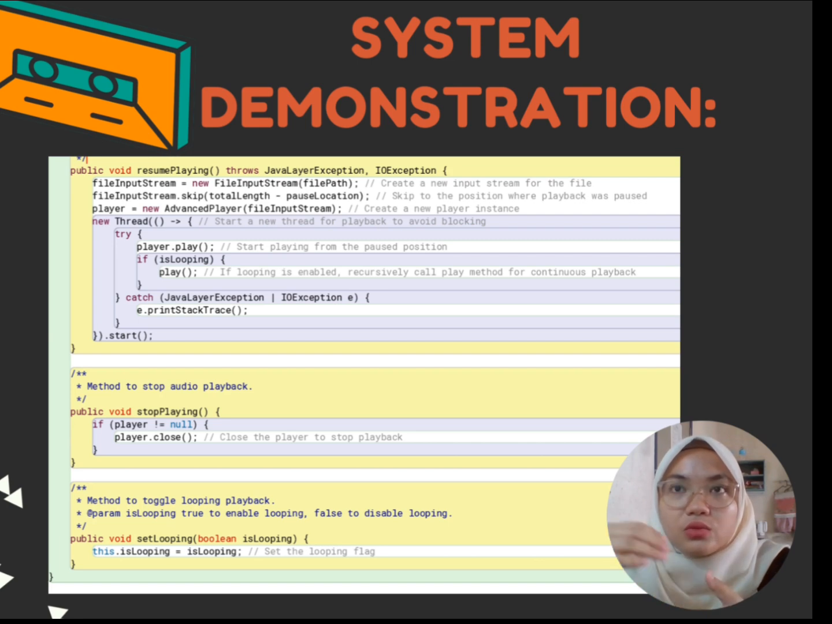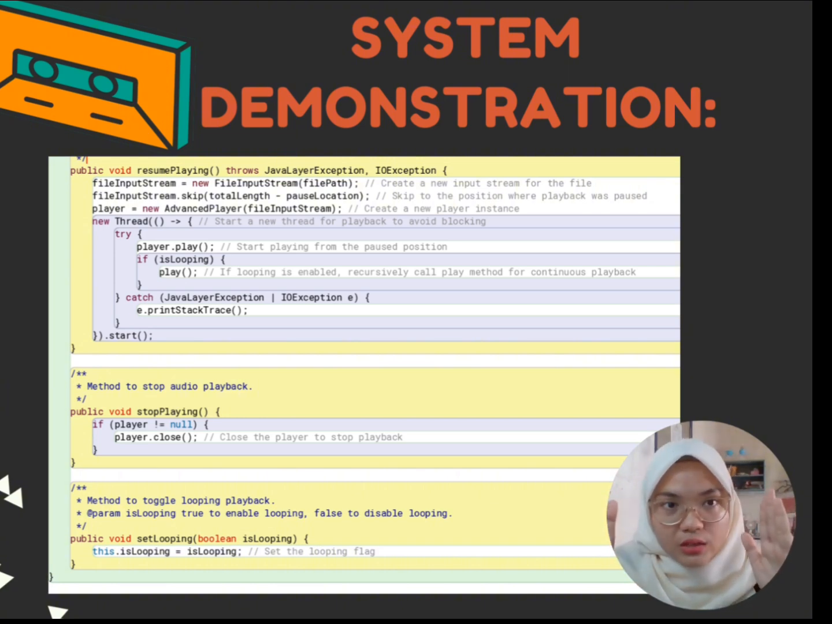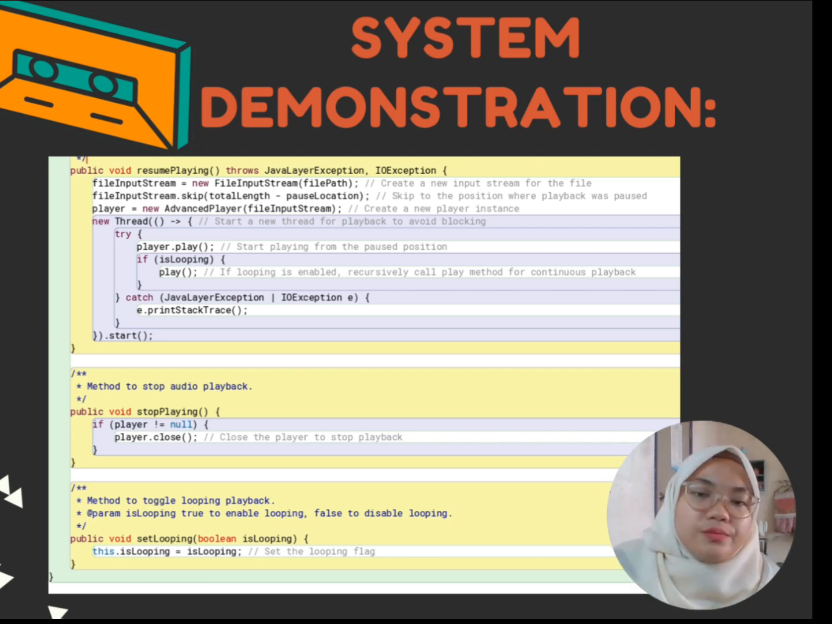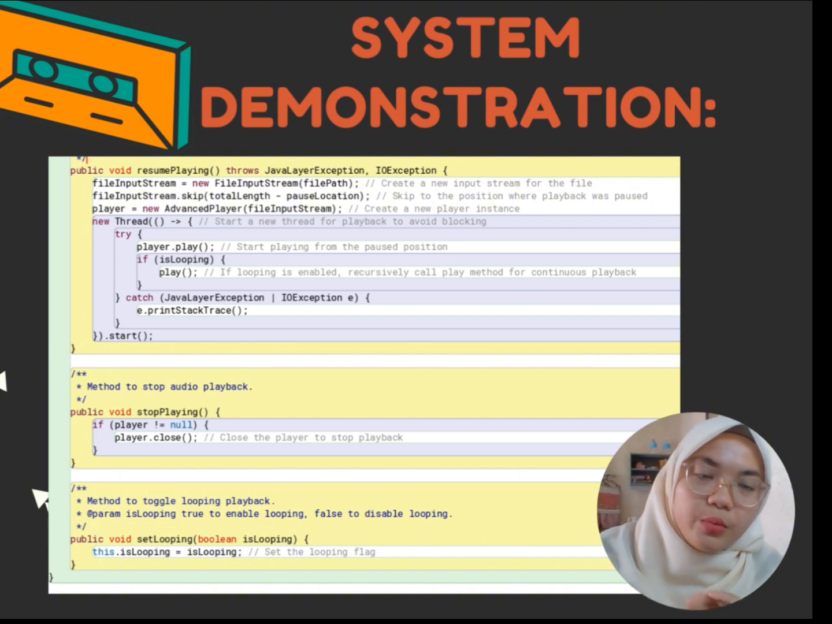The pause playing method allows the audio to be paused. This method saves the current playback position and closes the player to pause the playback. For example, the song is 1 minute and 20 seconds, so it is 80 seconds, and we pause it at the 20th second. It will save the current playback position, that the song position is at the 20th second, and when you resume the play, it will continue to play from the 20th second until the end of the song.